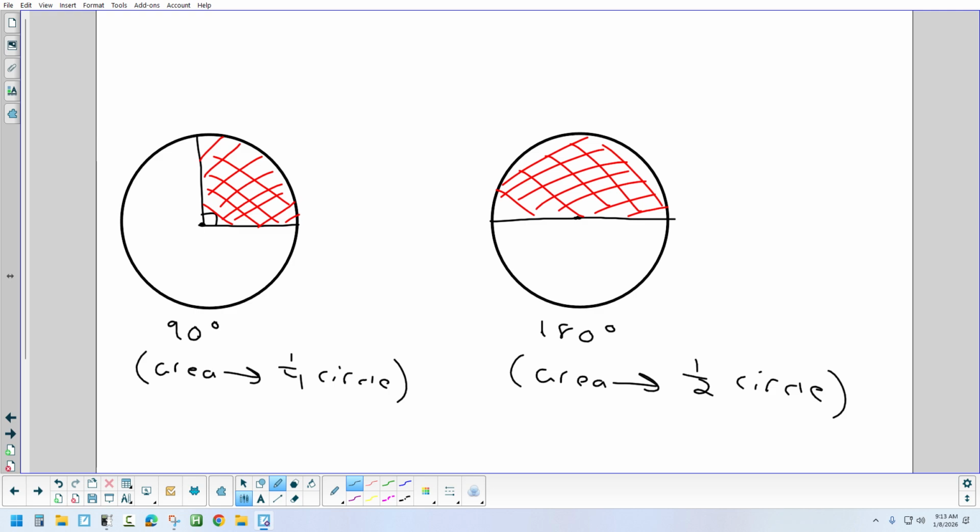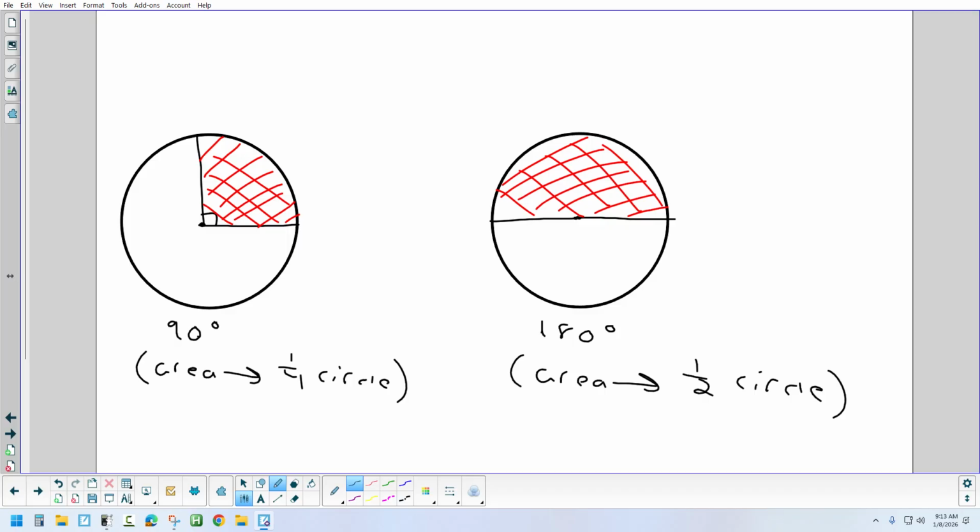Yep. So what that means is the size you make this angle and the size of the area are directly connected. If you make this angle half as big, you'd make the area half as big. If you triple the size of the angle, you would triple the size of the area. So they are directly, what was the word I used before?